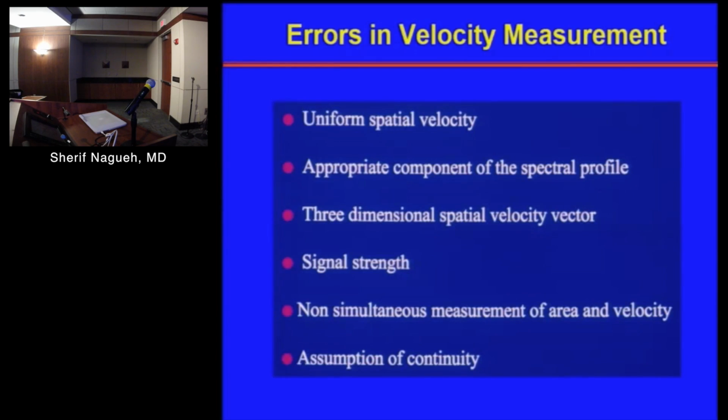Finally, the assumption of continuity, which means that the flow at one point equals the flow at a second point. Highlighting that, in a normal situation, is, for example, flow at the LV outflow tract, I would say, equal to the flow at the level of the descending aorta. The answer is not true, right? Because between the LV outflow tract and the descending aorta, some blood already left for the coronary circulation, some blood left for the cerebral circulation.